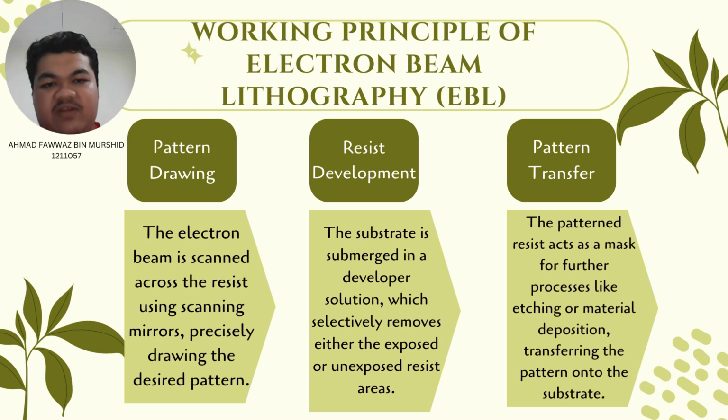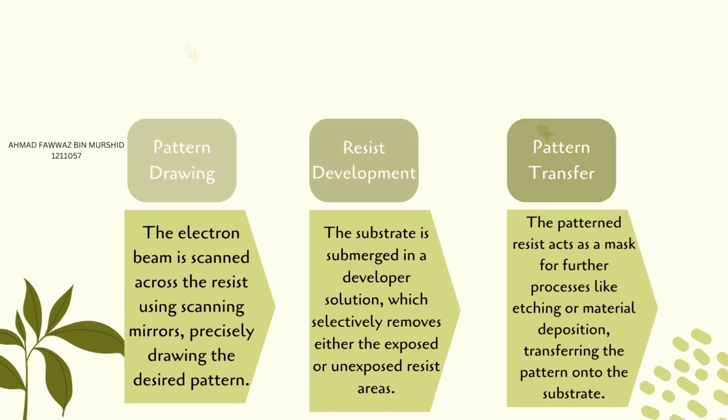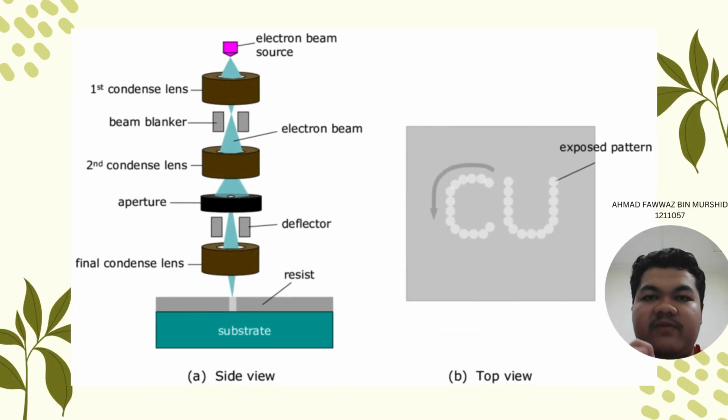Finally is pattern transfer. The patterned resist will act as a mask for further processes like etching or material deposition, and it will transfer the pattern onto the substrate. This picture is an example of the working principle of electron beam lithography.